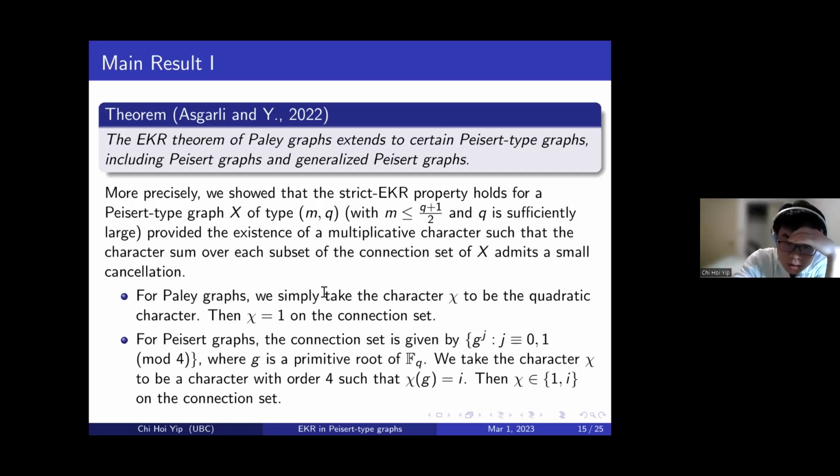Okay, so this is our first main result, and in particular, it confirms Mooney's conjecture. And after having this result, something I want to understand is how limited is this result. So, in other words, given a generic Peisert type graph, can we still apply this criterion to say something? The answer is unfortunately no.